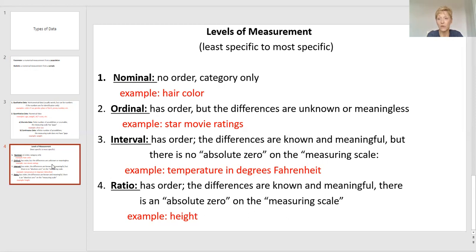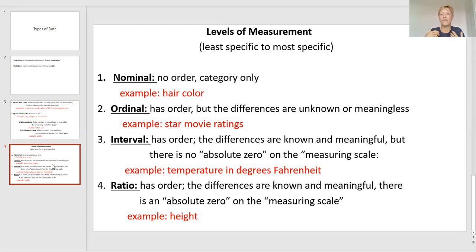So with interval, there may or may not be a 0, but if there's a 0 on the scale, you can go past it. That's not an absolute 0. But look at ratio. You can put them in order. The differences are known and meaningful. And there's an absolute 0 on the scale. In other words, there's a 0 and you can't go past it.